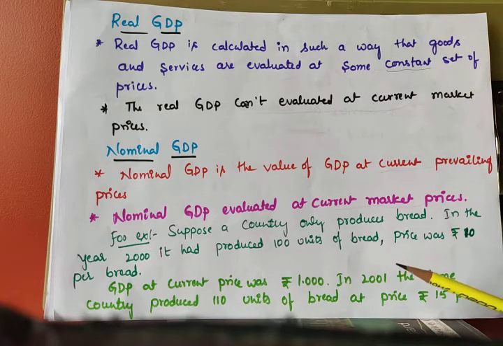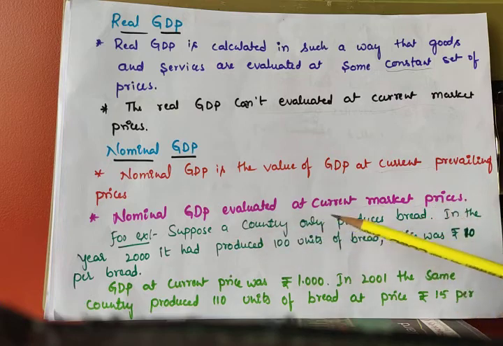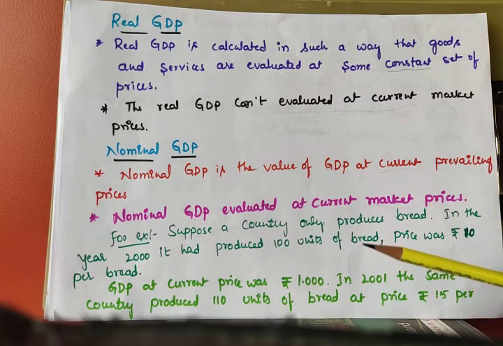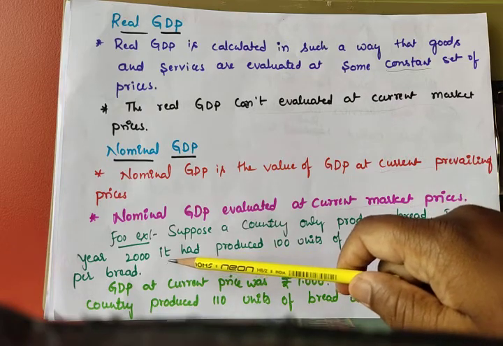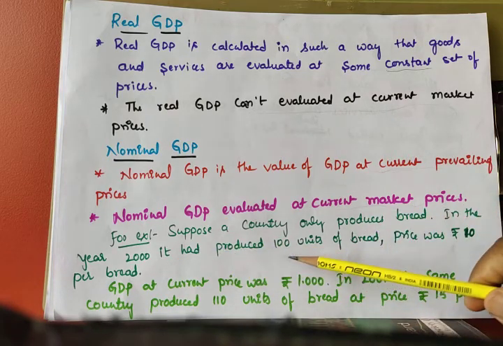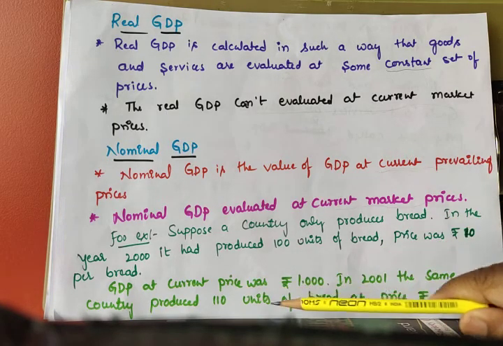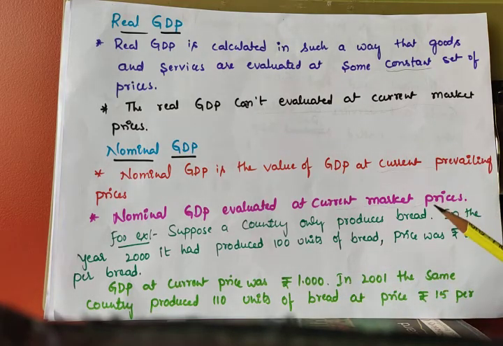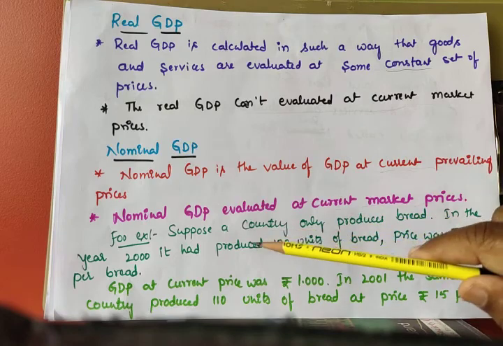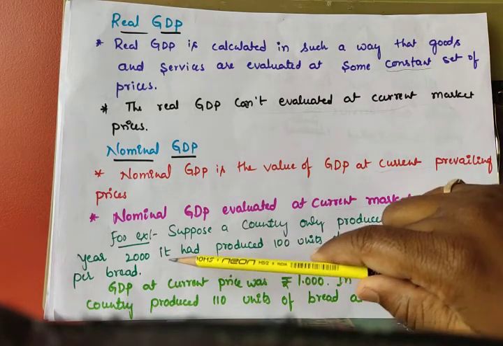To understand this, just observe. Suppose a country only produces bread. In the year 2000 it produced 100 units of bread. The price was rupees 10 per bread, imagine. GDP at current price was rupees 1000. Are you calculating? See, in the year 2000, a country produces bread.